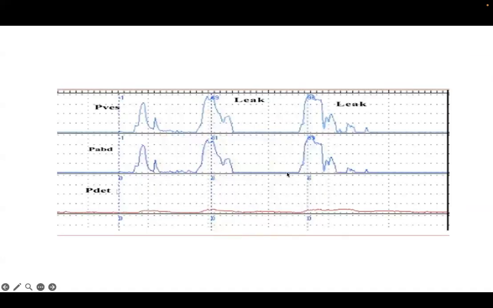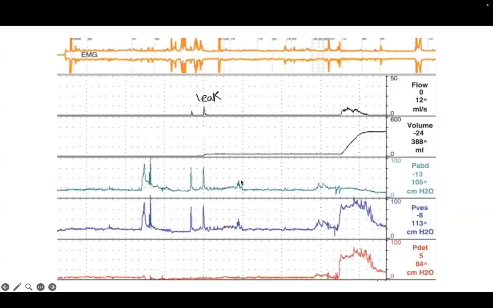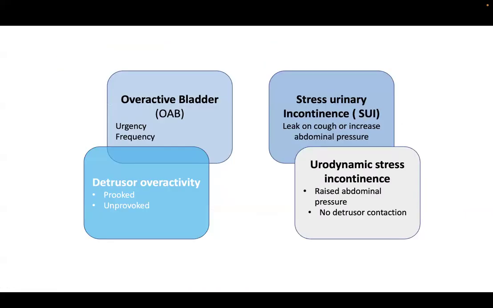Rise in abdominal pressure and vesical pressure, but no rise in PDET, associated with leak is urodynamic stress incontinence. This is again a picture of urinary incontinence. Here, this is the abdominal pressure, this is the vesical pressure. In the filling phase, abdominal pressure rises with vesical pressure also, but no rise in detrusor pressure. And here is the leak, so it is a graph of stress urinary incontinence. We have discussed earlier what is stress incontinence and what is urodynamic stress incontinence.